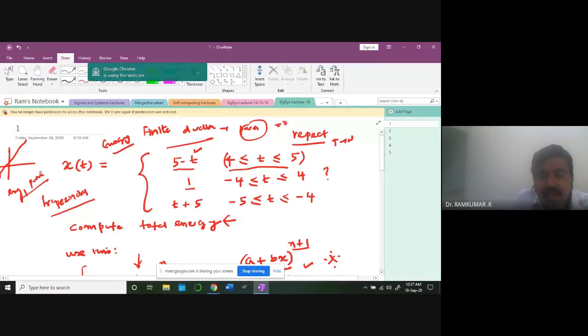Okay, so they are neither energy nor power signals, because the integral will not converge. It's also not periodic. Remember, a ramp signal is not periodic. It's an infinite duration signal, so naturally you cannot work out time averaging for this signal. So it's neither an energy signal nor a power signal.